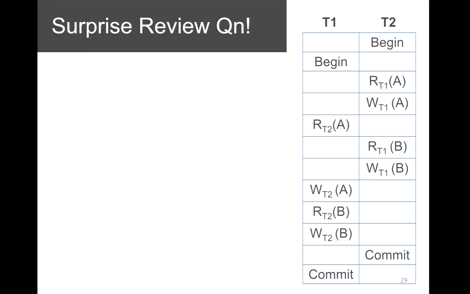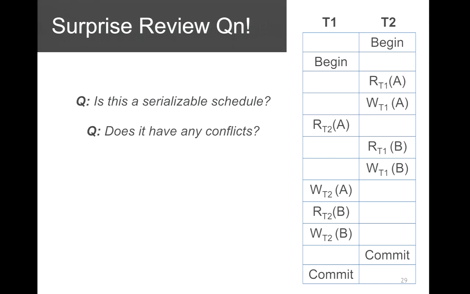So here's a review question. Here's your schedule. Is this serializable? Read, write, read, read, write B, write A, read B, write B. This one commits, this one commits. Take a moment to think about it. See if it is serializable. If so, you have to tell me what it is equivalent to. T1 followed by T2 or T2 followed by T1? Yep, this is equivalent to T2 followed by T1.